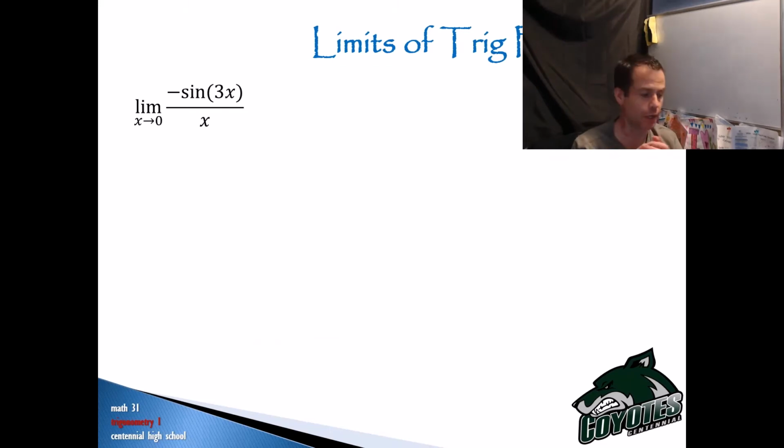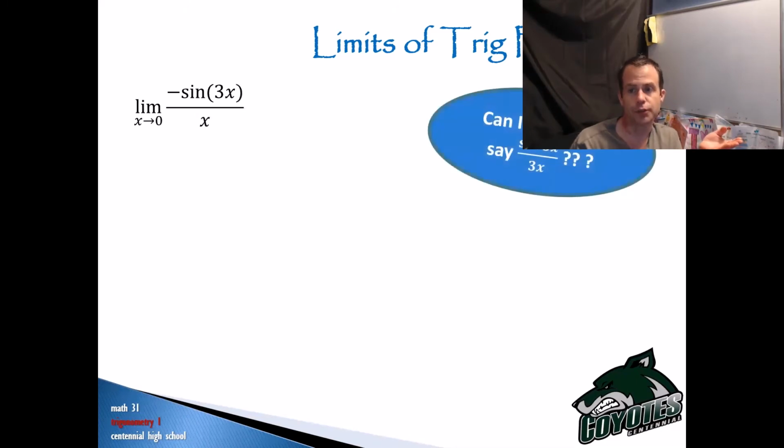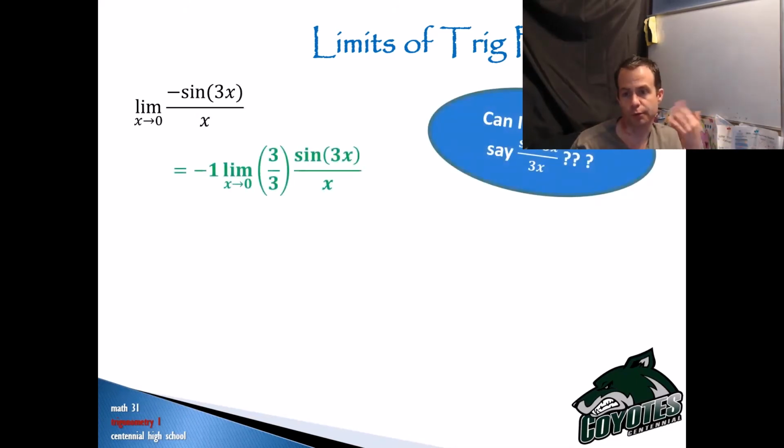Okay. Well, okay, let's make a 3x on the bottom. How do I make a 3x on the bottom? I'd have to multiply x by 3. I can do that as long as whatever I do to the bottom, I do to the top. If I do the same thing to the bottom and the top, I'm not changing mathematically that fraction. So I'm just going to multiply everything by 3/3.